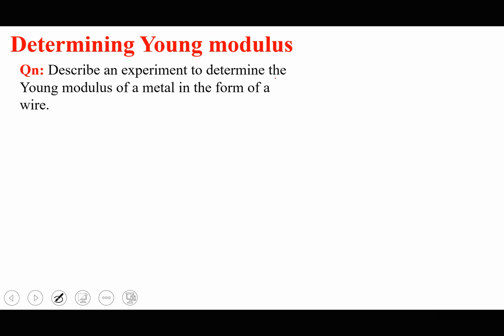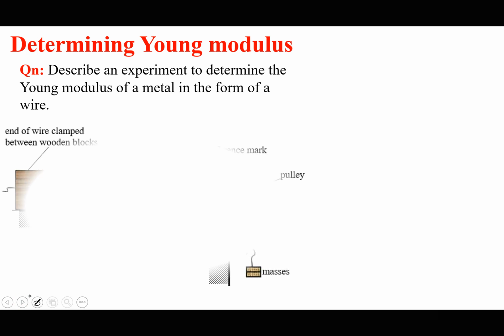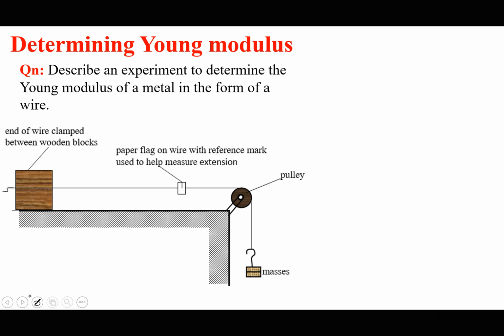Of course, the arrangement I expect you to carry out in the laboratory should look like this. You need a wire. On the wire, you will need to put a reference mark, such as a paper flag. You need a pulley, so the wire should run over a pulley, and the wire should be fixed on the other end. The end of the wire is clamped between two wooden blocks. And I attach masses, or loads, on the other end of the wire. You can put a hook on that end and put your masses there. Remember we want to find Young modulus. In your mind, you have the formula for Young modulus.